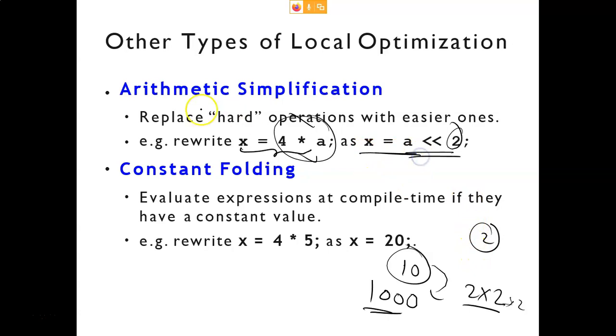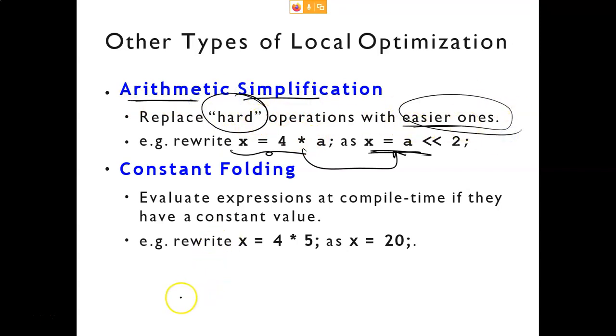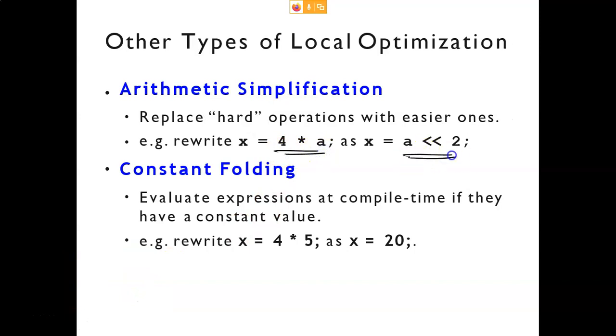This is how you can do the arithmetic simplification: replace hard operations with easy operations. I don't think in the GATE exam they are going to ask you these things, but if they give you, for example, from this you are getting this, what is the optimization that you have used? You can see that this is arithmetic simplification. You are replacing the hard operation with an easy operation. You are changing the operation, but remember the semantic is not changing. These are small simplifications.